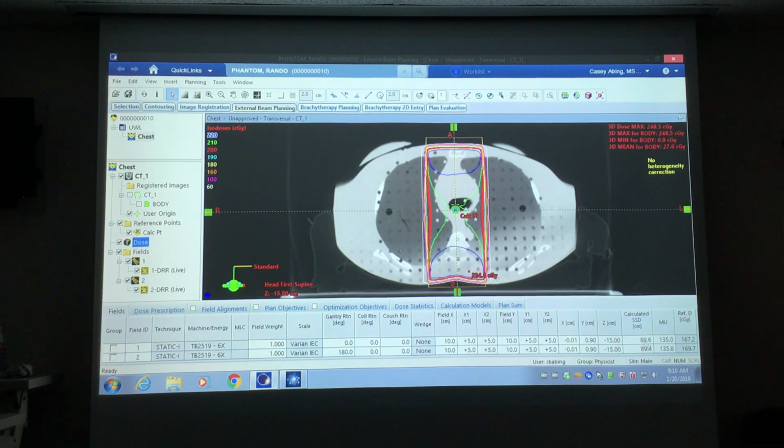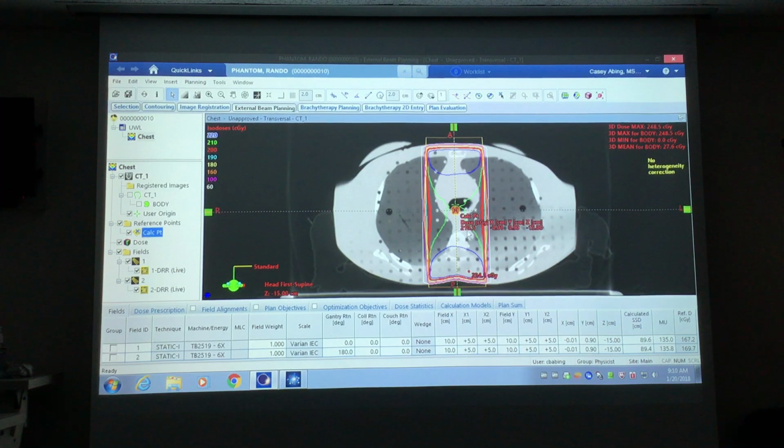What did that do to my monitor units? 135, 136. If you remember before, I was around 128. So now my monitor units have increased, and that makes sense because effectively what I'm doing is I have the same beam arrangement. All I'm doing is leaving the machine on for just a little bit longer to pump a little bit more radiation into the patient. By doing that, I'm delivering more dose for a set geometry.